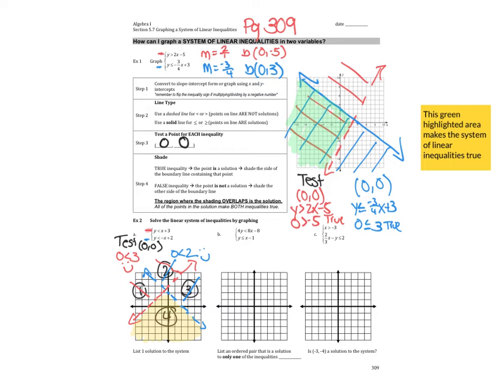So the last part of the question, it says list one solution to the system. So I'm going to choose just any point in the yellow section, and I like -1, -1. That would be right here. That solution makes both of those inequalities true.